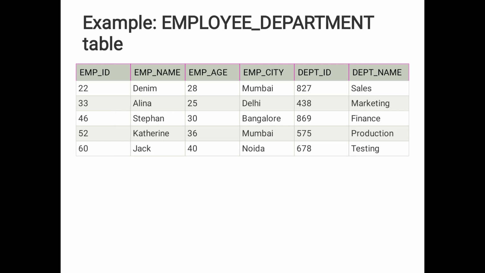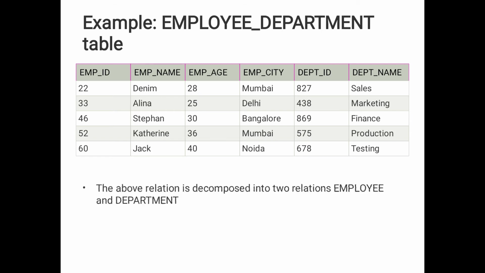That's why here the whole table is divided into two tables. One table name is employee table and another table name is department table. So at the time of decomposition, definitely we will include all the information. Here we can't lose any information, that is mandatory. Okay, so here please observe.